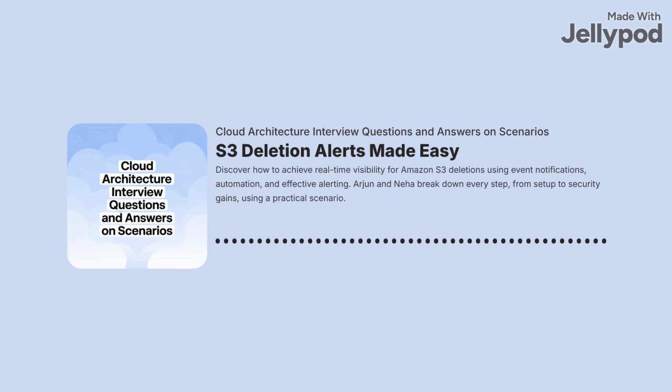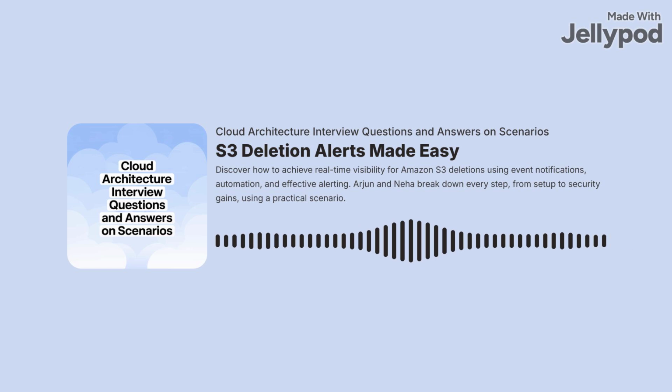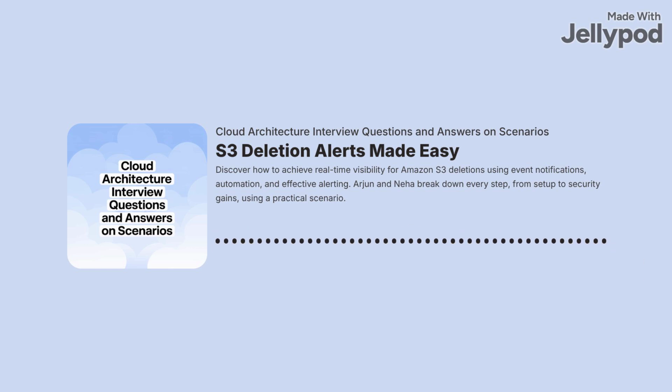Absolutely. I had this project during a big cloud migration, and we needed to set up deletion alerts for dozens of buckets. If we'd done it by hand, we'd probably still be at it. With Terraform, we just defined everything as code: S3 event notifications, SNS topics, subscriptions, and could roll it out everywhere in minutes. It saved us so much time, and it was way less error-prone.